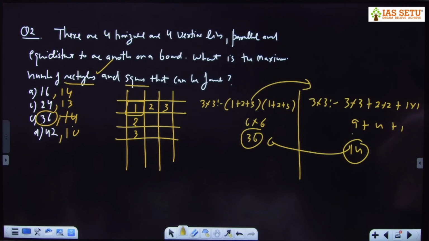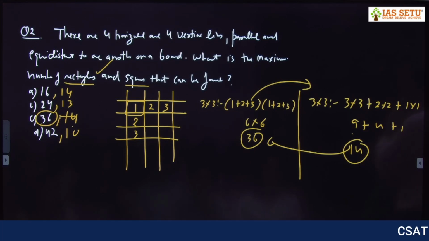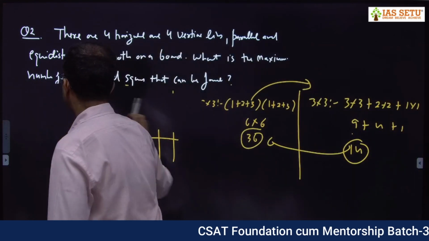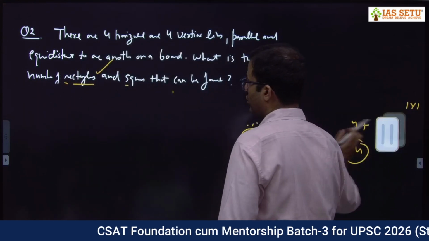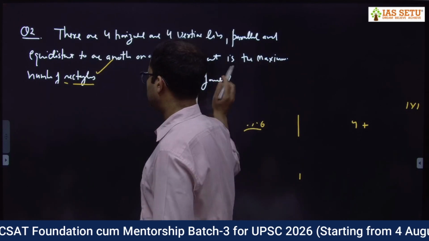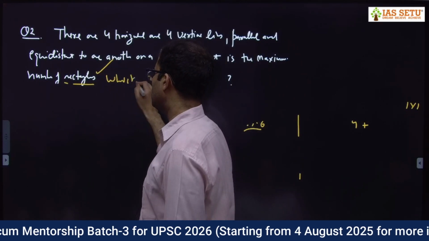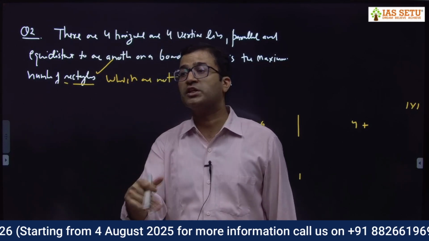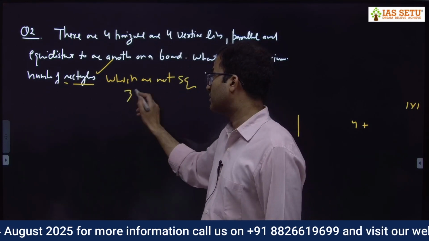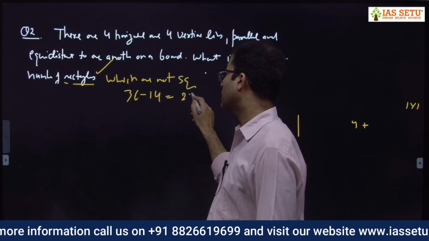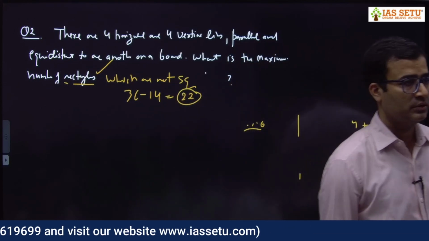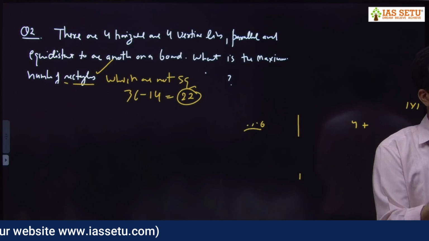Yes, if the question was like this, we will change this question. Now let us change this question. What are the number of rectangle which are not square? How many human being are there which are not male? Then you would have to do 36 minus 14, then your answer is 22. Rectangle which are not square are 22.